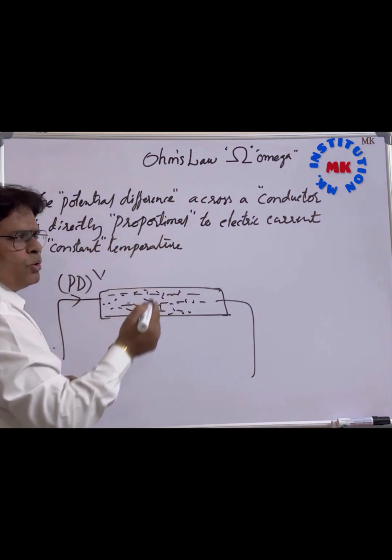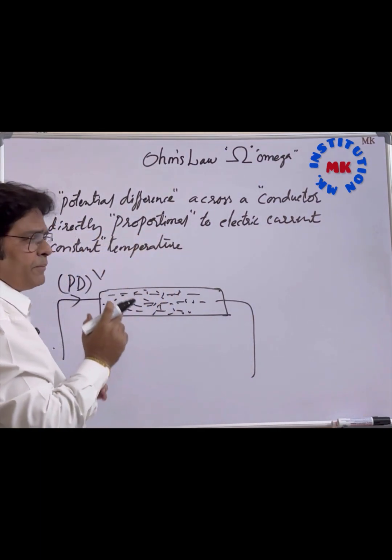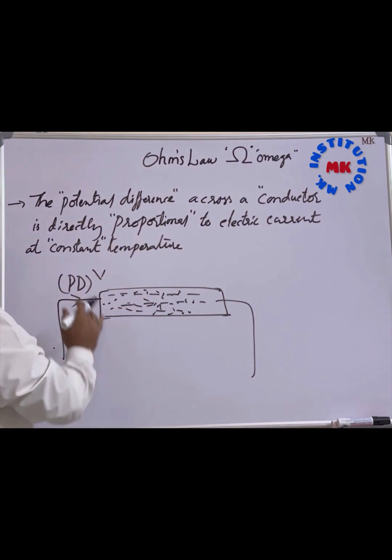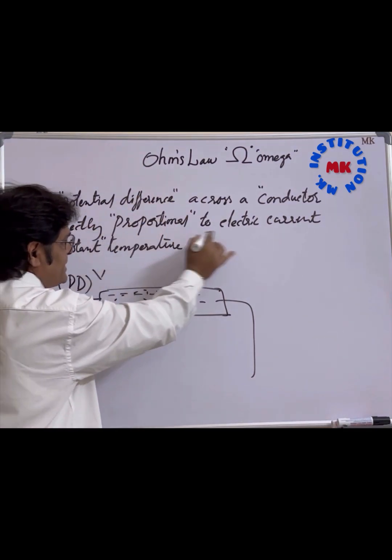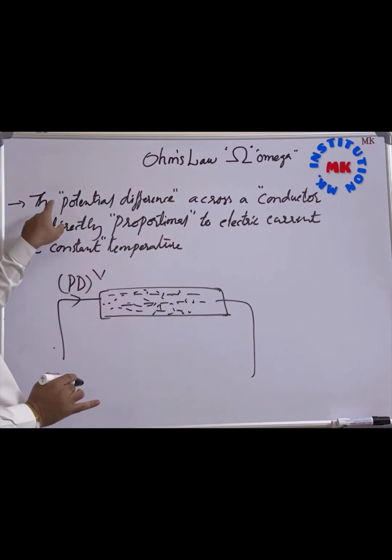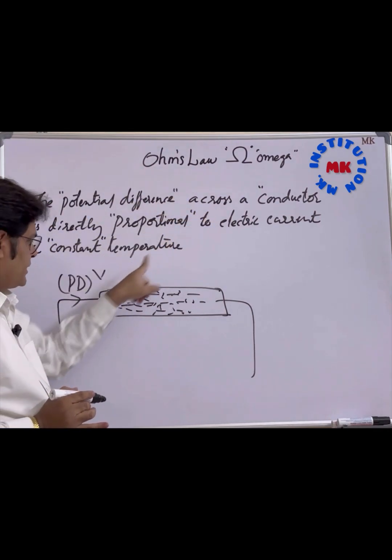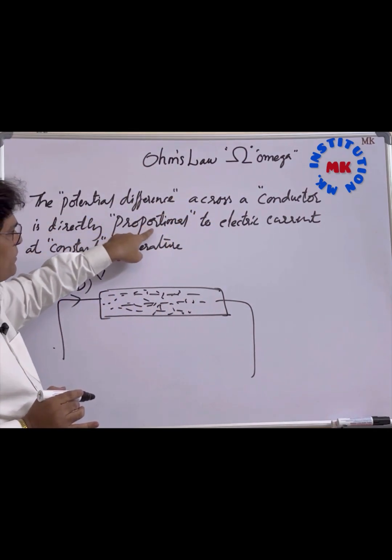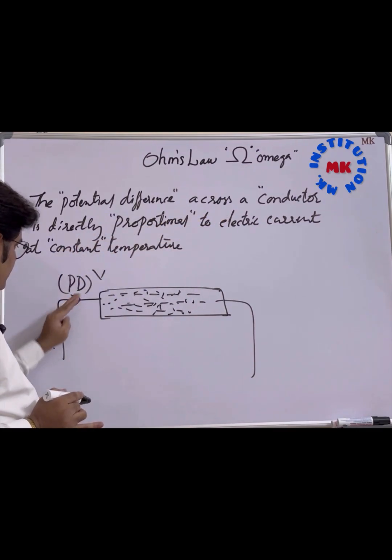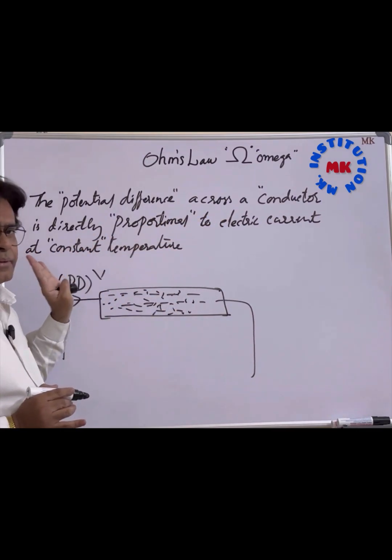The constant is a known value, a constant value. Clear? So Ohm's law states this: the potential difference across a conductor is directly proportional to the electric current at a constant temperature.